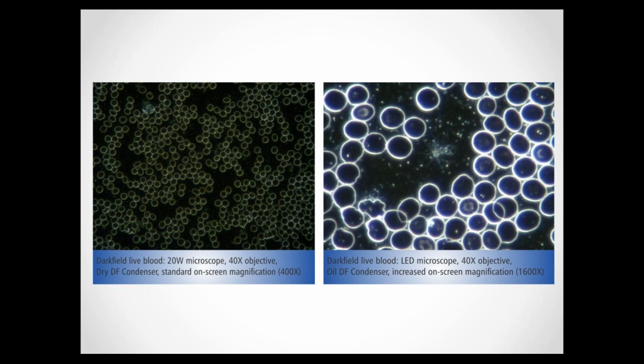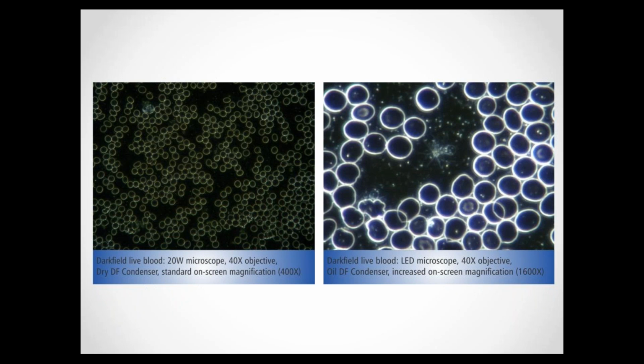The most expensive 100 times objectives come with a built-in iris diaphragm, and that allows you to adjust the aperture in the objective. Without this feature, a 100 times objective on a microscope is actually of very little use in live blood analysis. As I mentioned, the 100 times objectives that have this built-in iris diaphragm are usually quite expensive. They normally sell for around $300, and that's just for the objective.